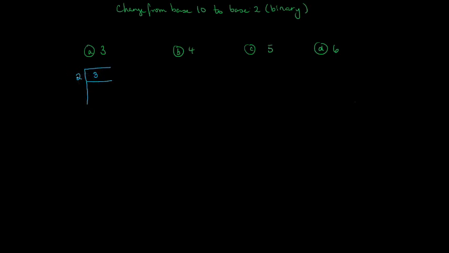Can 2 go into 3? Once with a remainder of 1. Can 2 go into 1? No, 0. So we have a remainder of 1. So the answer going from bottom to top would be 11. Now with binary, you would only ever get answers of 1s and 0s. If you start to get answers that include the number 3, 4, 5, 6, anything other than a 1 or 0, you would know that you're going wrong. So let's try 4 now.